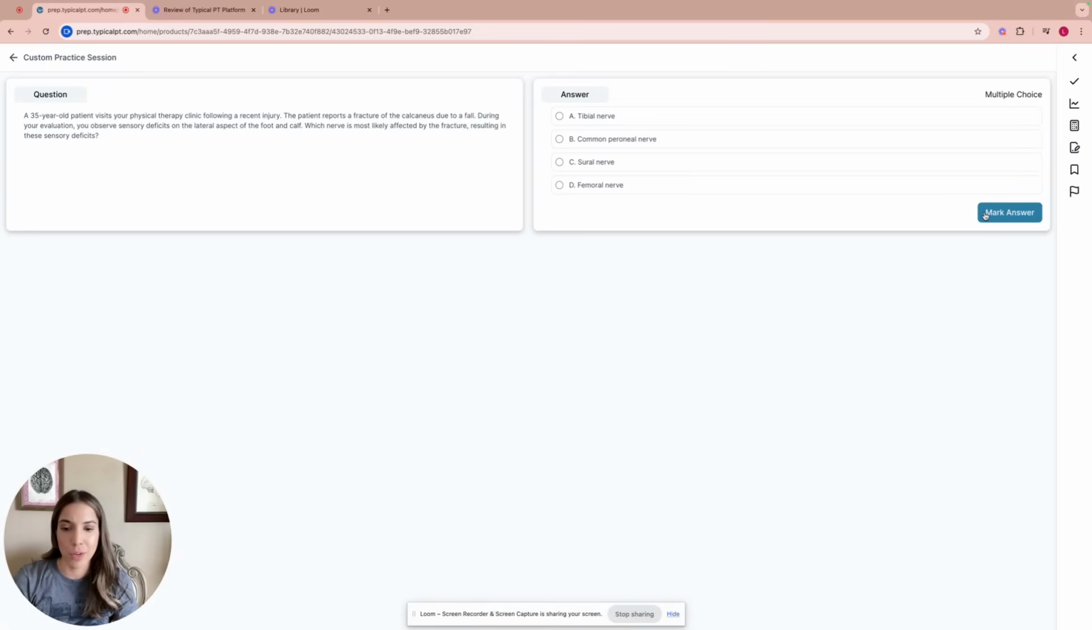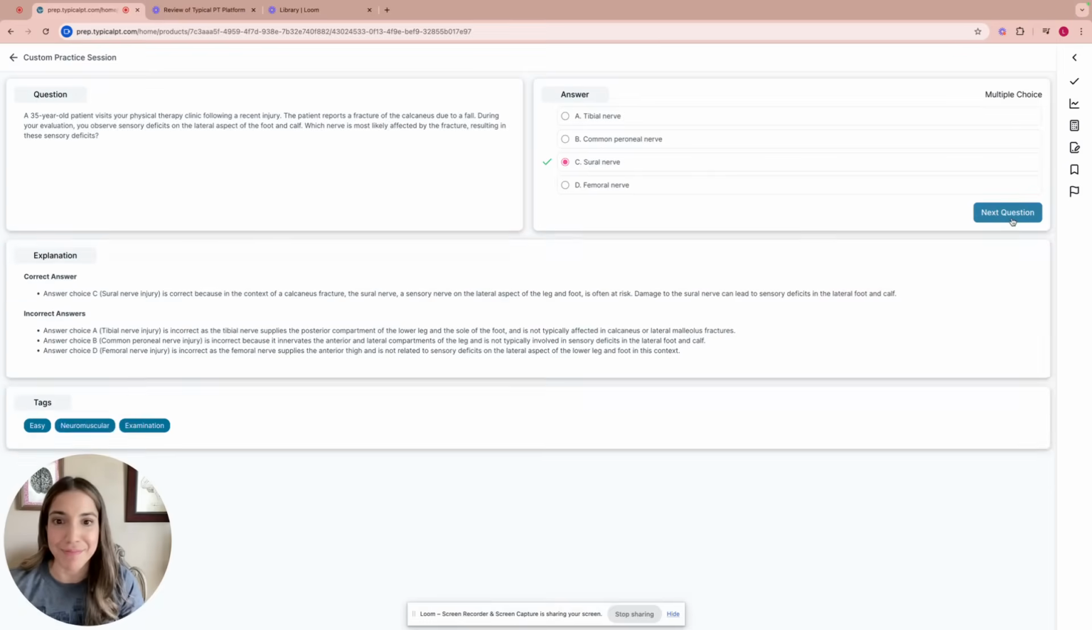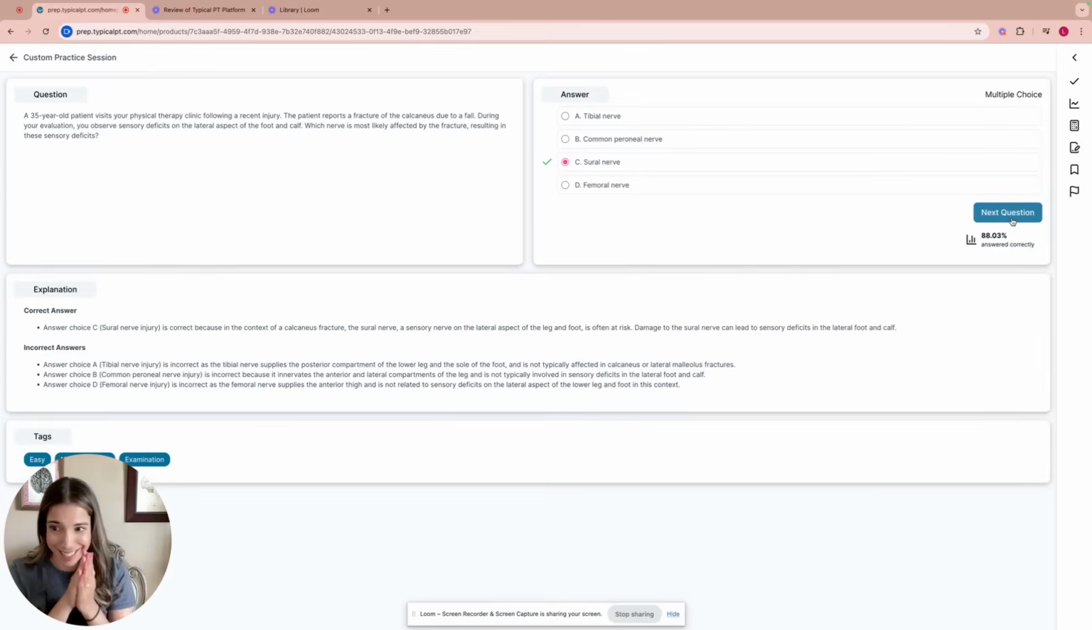So what do we think, guys? What do we think? Do we think it's sural? Do we think it's common peroneal? For sure, I can say no. Let's go with sural. Again, this is a little bit more complex and challenging, but let's go with sural. I don't know what you think. I might be wrong and you might be right. Okay, we did it. Yes, it's sural nerve. Okay.